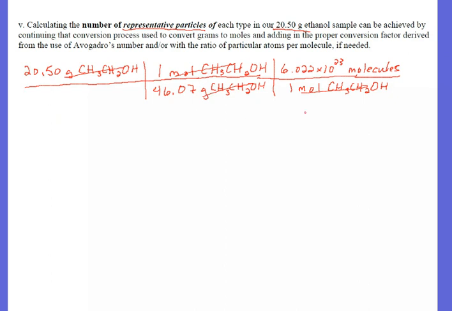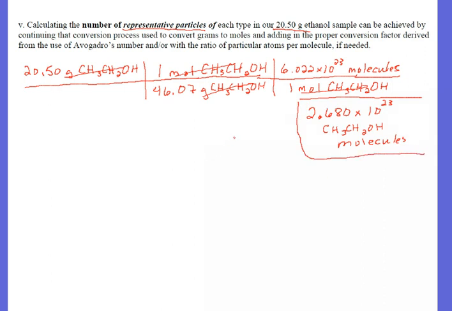So this comes out to be 2.680 times 10 to the 23rd. So 10 to the 23rd power. And then that is CH3CH2OH molecules. So that part there gives you your answer. So for that kind of problem, you can just calculate your count, your number of molecules.